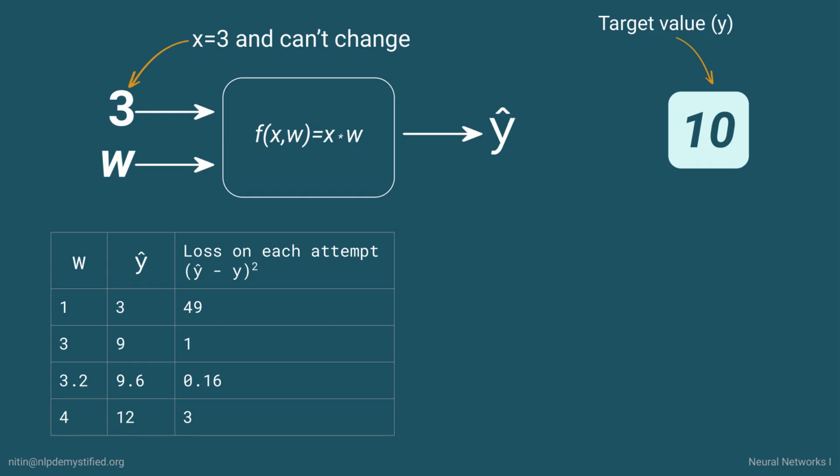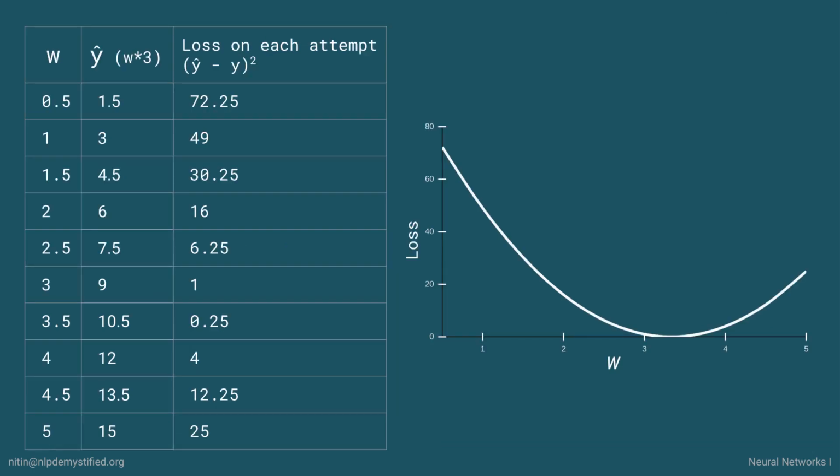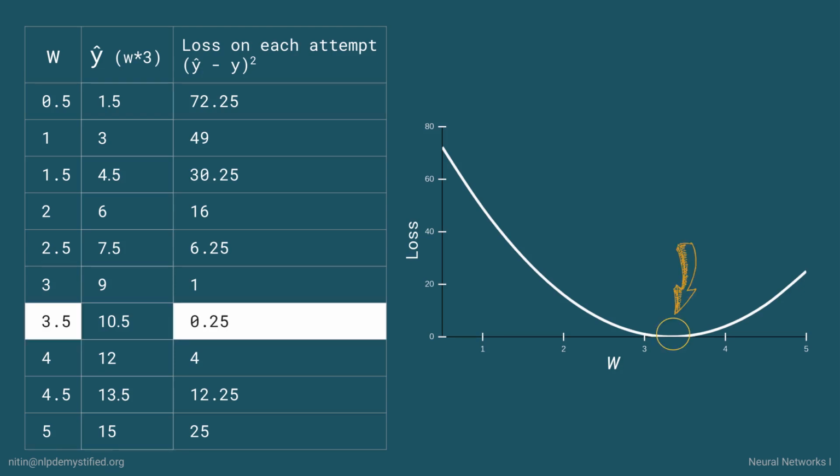Here we have a table of 4 attempted W values, the corresponding y hats, and the resulting loss values calculated using mean squared error. We can plot the relationship between the W values tried and the subsequent loss. When W was 1, the loss was high, and it got progressively lower as W increased until it started rising again. Note how the lowest point on this curve corresponds to the W value that led to the lowest loss value. To make it clearer, here's a larger table of W values attempted and the corresponding losses. Once again, the lowest point on this curve corresponds to the W value that led to the lowest loss value.